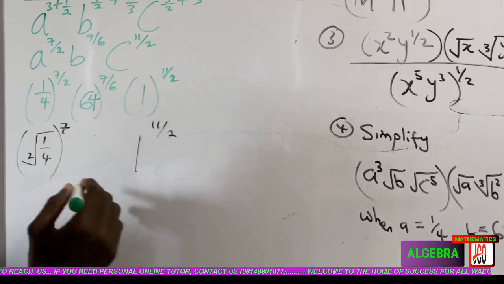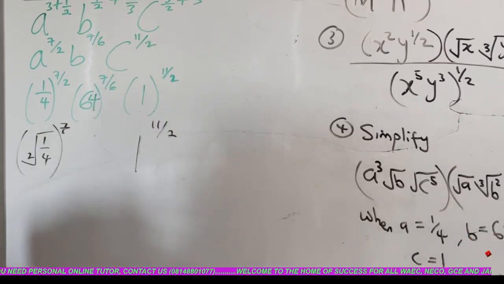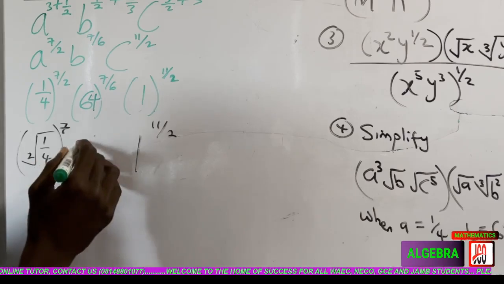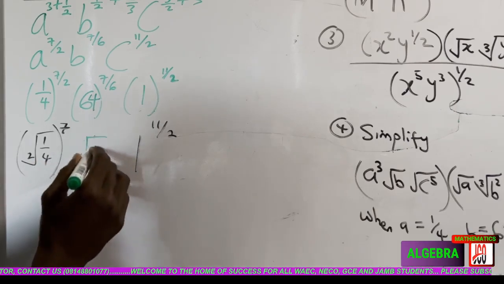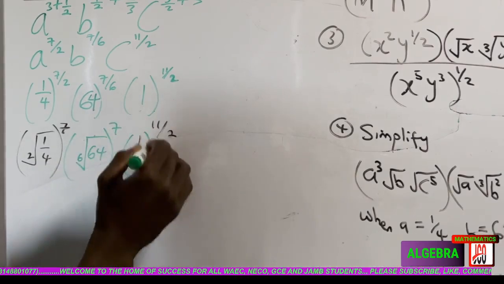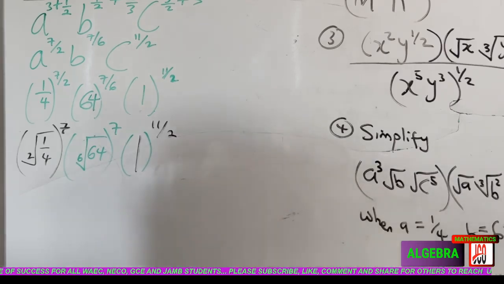So I'm going to be having the sixth root of 64, which can be easily gotten. So the sixth root of 64, then my answer is to power 7, then 1 raised to power 11 over 2. Okay, so let's go further.